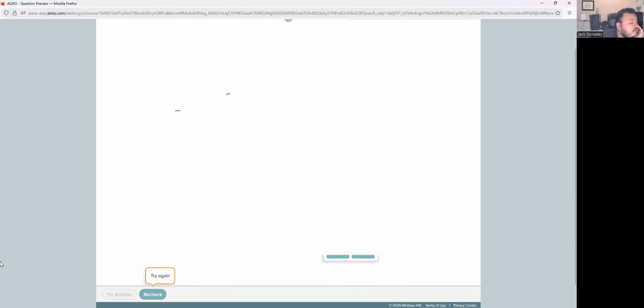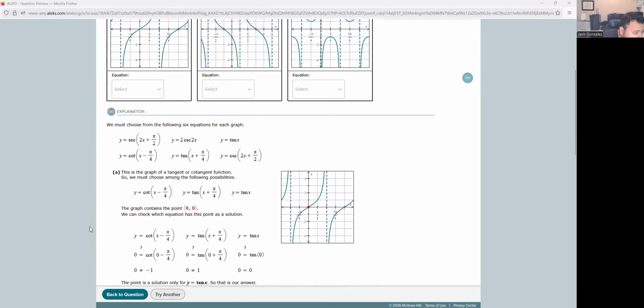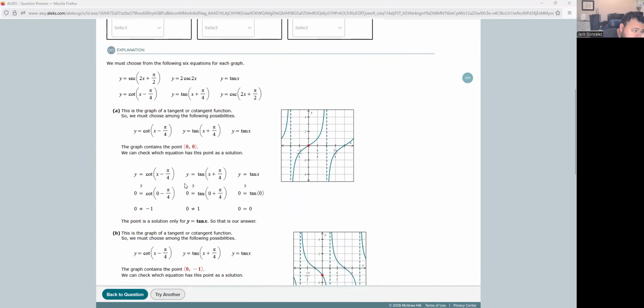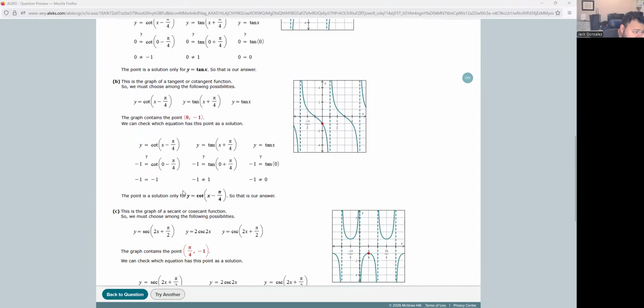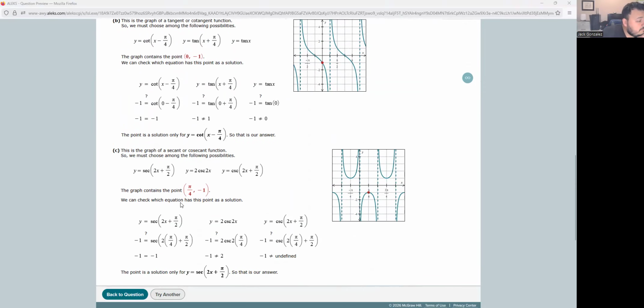And let's look at the explanation. Oops, I left some marks. Yeah, check it out. And here they do it all by hand instead of just graphing it. I don't recommend you do that unless you have to.